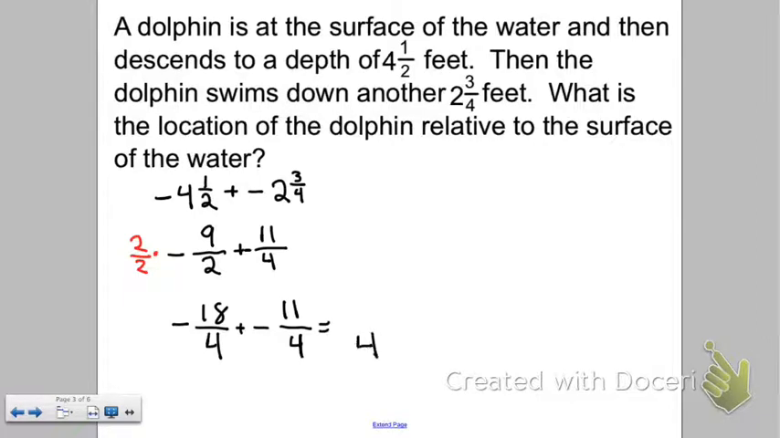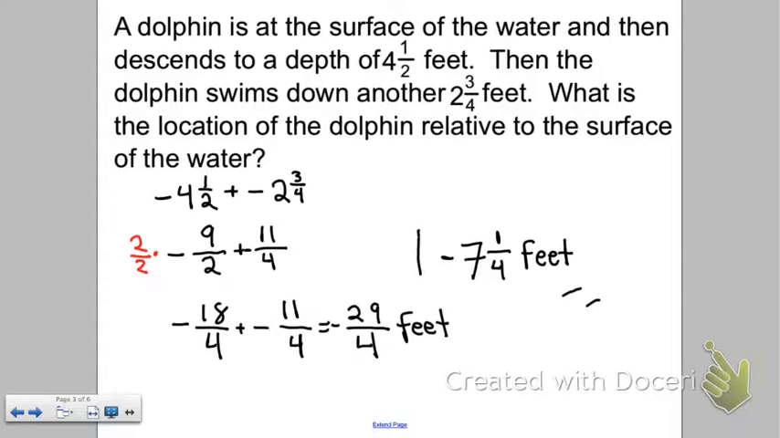My denominator stays as 4. Negative 18 plus negative 11 would give me a negative 29. So negative 29 over 4 feet. As practice, if I want to turn this into a mixed number, 29 divided by 4 can go in 7 times. 4 times 7 is 28, so I have a remainder of 1. So it's negative 7 and 1/4 feet below the surface of the water.